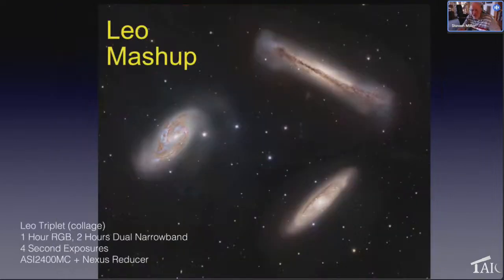This one is actually a composite. The Leo Triplet, they're all widely separated, but I just put them all close together here. This is 1 hour of RGB and 2 hours of dual narrowband also. I wanted to get a little bit more of H-alpha in there. 4-second exposures.